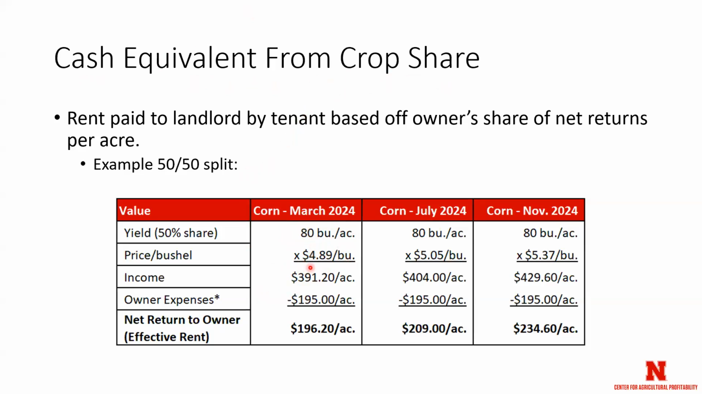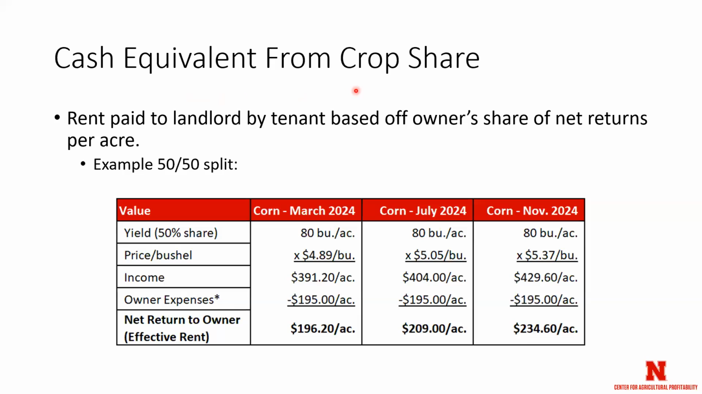And we know under this example that we think next March, corn's going to be worth about $4.89 a bushel. It's a little less than $5. Meaning the landlord gets half the revenue and the tenant gets the other half of revenue. In addition, if you are on a crop share where the landlord gets half the crop and the tenant gets the other half, under a 50-50 lease, half of the seed, fertilizer, or chemical expenses are paid by both parties involved. The difference between the landlord's share of the revenue minus the landlord's share of the expenses is basically what that individual stands to make per acre.